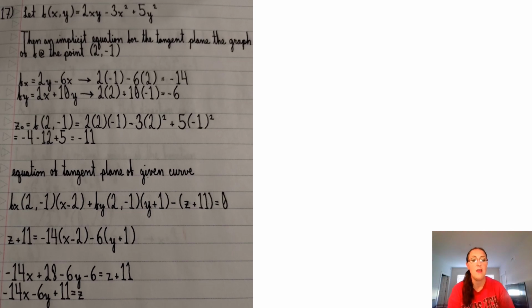Equation of the tangent plane of the given curve: f_x(2, -1) times (x minus 2) plus f_y(2, -1) times (y plus 1) minus z plus 11 equals 0. z plus 11 equals negative 14 times (x minus 2) minus 6 times (y plus 1), which gives us negative 14x plus 28 minus 6y minus 6 equals z plus 11. Simplifying this further, we have negative 14x minus 6y plus 11 equals z.